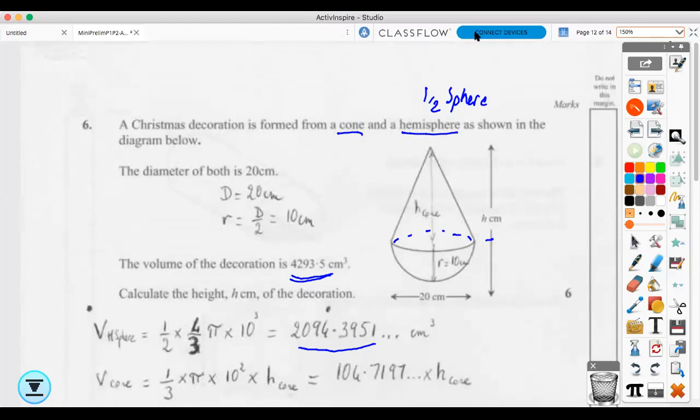So let me see, I think everyone is here. Any questions, guys, on these?